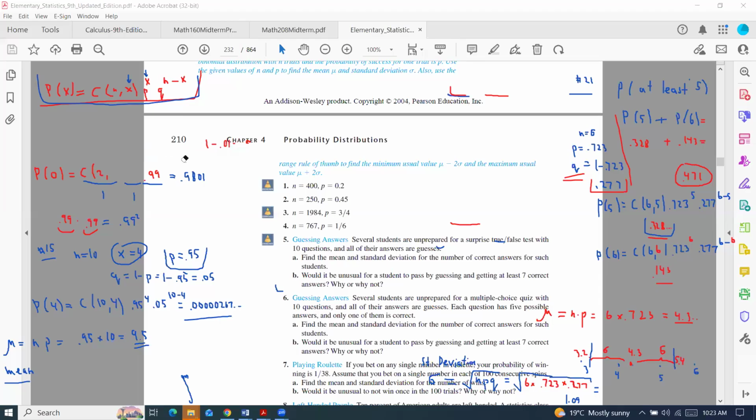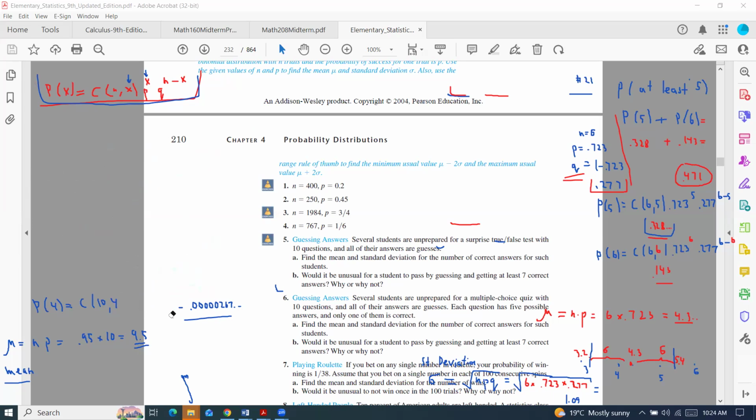So chapter 4 has statistics in it already, and in statistics, it's all about formulas. If you know the formula, you know how to do all the problems in the section, because they're all the same.